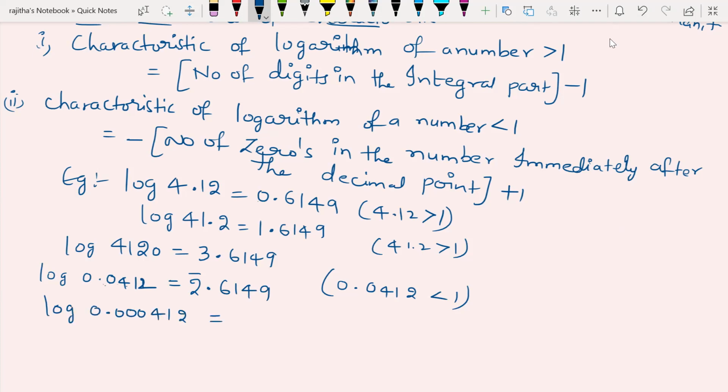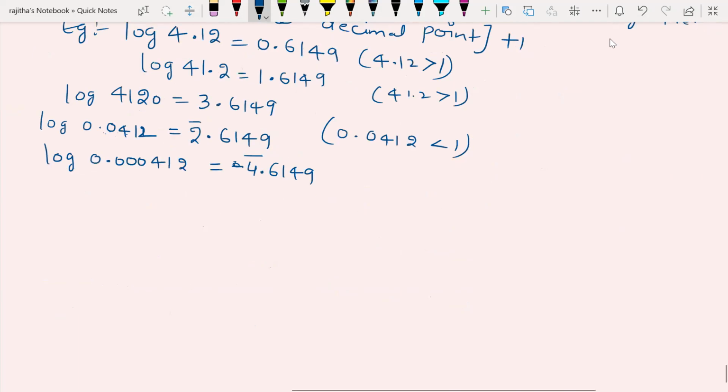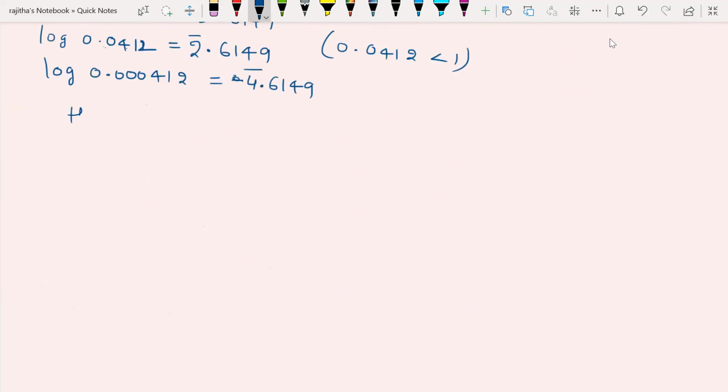Next, logarithm of 0.00412. Here immediately after the decimal point there are 3 zeros, so plus 1 makes 4. Here see, minus 4. That is 4 bar point 6149. Okay, next, how to find the mantissa.